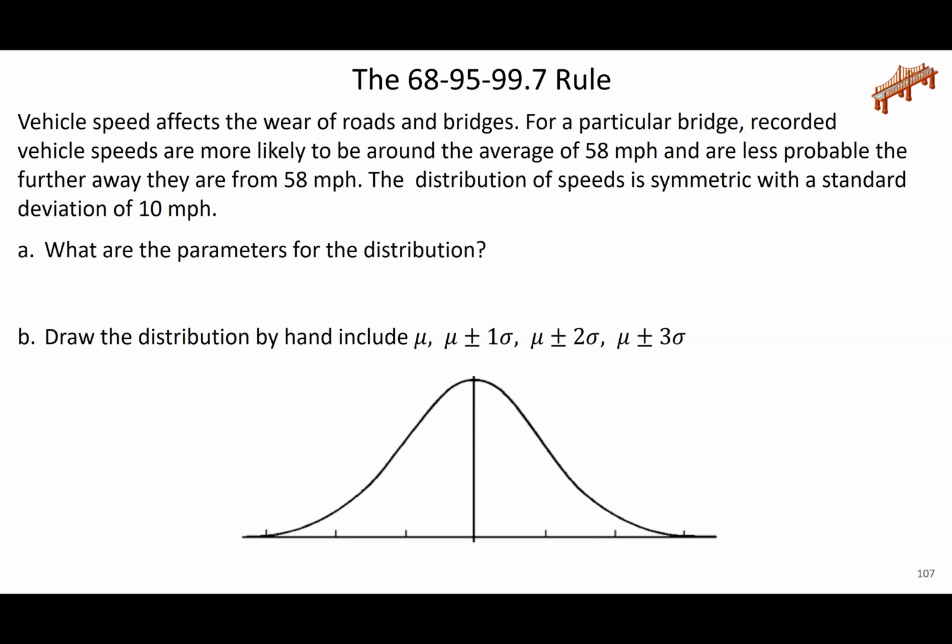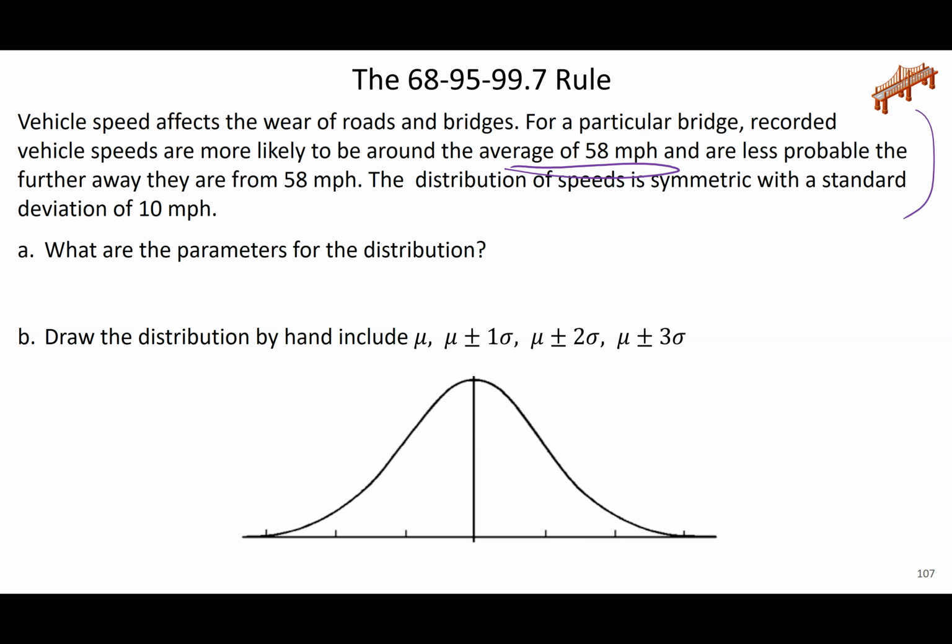So they're going ahead, they're investigating vehicle speeds on this bridge. They determine the average speed on this bridge is about 58 miles per hour. I don't know about y'all, I haven't been on a lot of bridges where the speed limit's even close to that. It makes me a little nervous, but whatever. I'm from the Bay Area, so maybe it's just traffic.